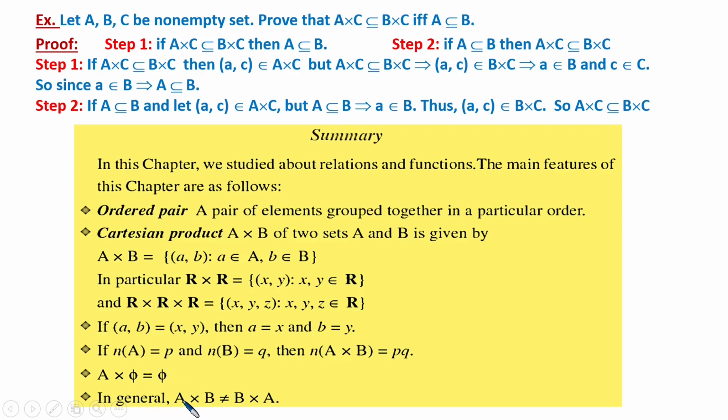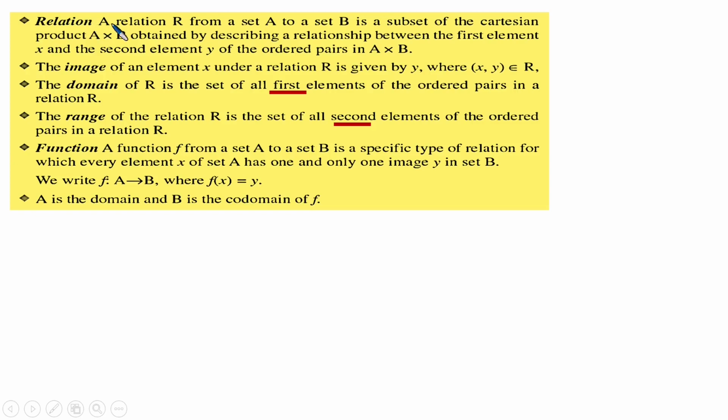So anything cross product with phi is a null set, which is very obvious. And then in general, the Cartesian product of sets A and B is not equal to the Cartesian product of sets B cross A. So why is this not equal? Because we are dealing with ordered pairs. So if you change the order, then the meaning changes, as we saw in meal and drink. If in some cases it is first meal and then drink, and in some cases first drink and then meal, then the meaning changes. We have discussed what a relation is. A relation R from set A to set B is a subset of the Cartesian product, which we have shown here, A cross B. So all the relations we have shown in matrix form, obtained by describing the relationship between the first element X and the second element Y of the ordered pair in A cross B.